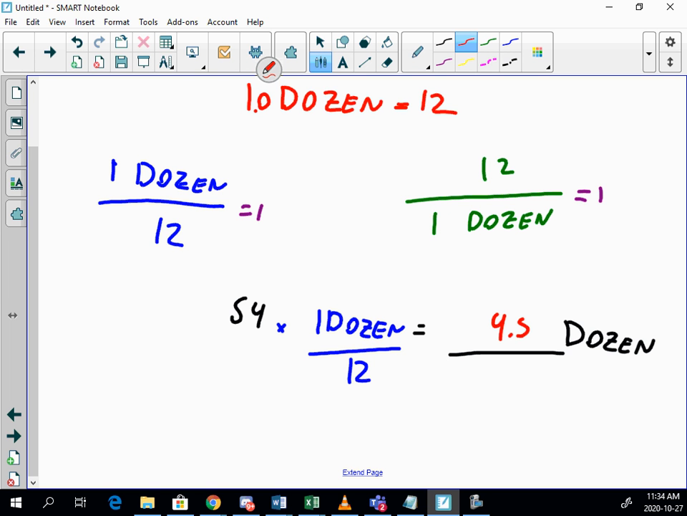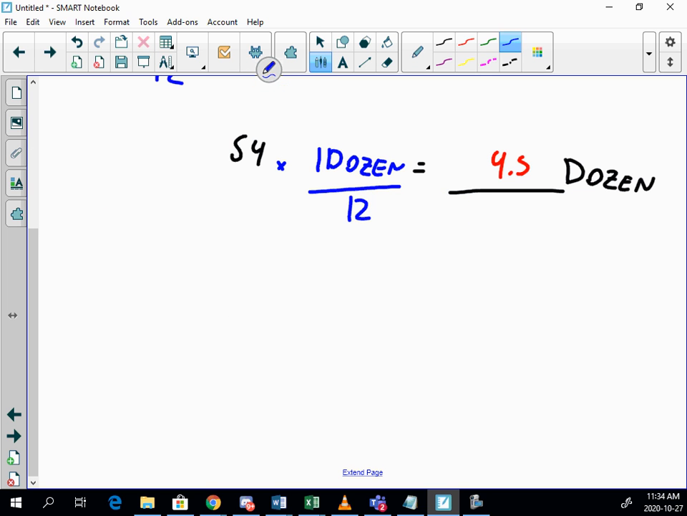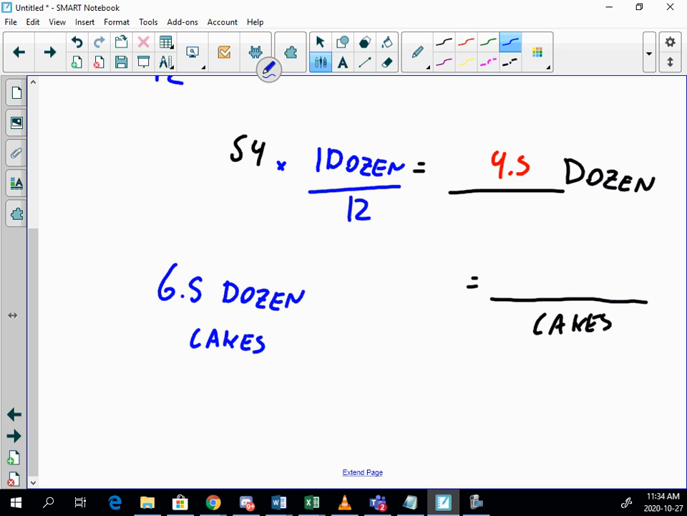And we can do this in the other direction as well. Let's say I had something like 6.5 dozen. And I wanted to translate that into a count without the dozen in. So if I have 6.5 dozen cakes and I want to translate it to a count of cakes, I can use a conversion factor. Specifically, I can use that second conversion factor. I can multiply by 12 over 1 dozen.